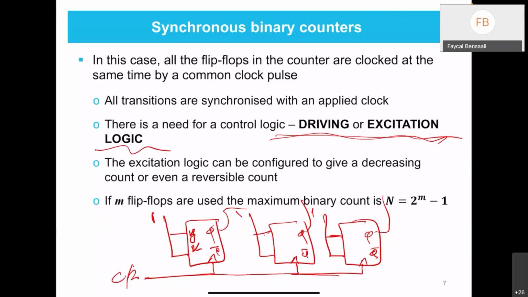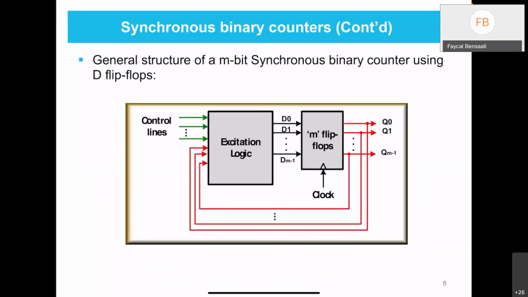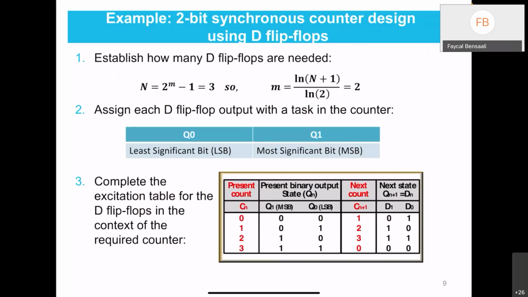Right. So this is what I'm going to show you next. You will see that this is the internal structure of the counter. We will get it from the excitation table. This is combinatorial, and this is flip-flops, and those will be connected this way. I will show you the whole process of how to design this, which is very similar to that of a finite state machine.